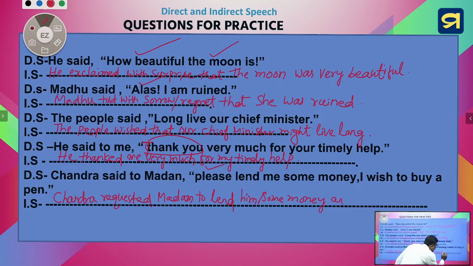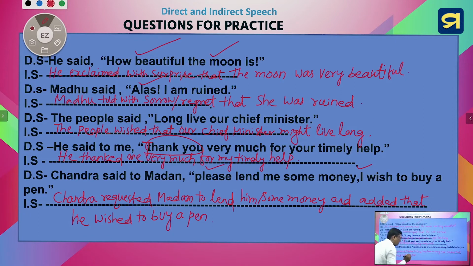And added. We may also write added that here I means who? Chandra. So I means, so we will write what? He. So he wished to buy what? A pen. Right, children? Have you understood how we change from direct speech to indirect speech? Very good.